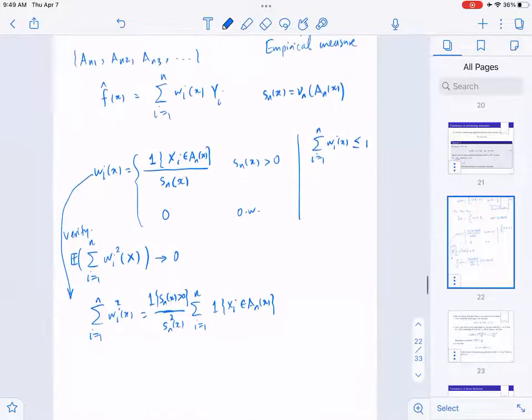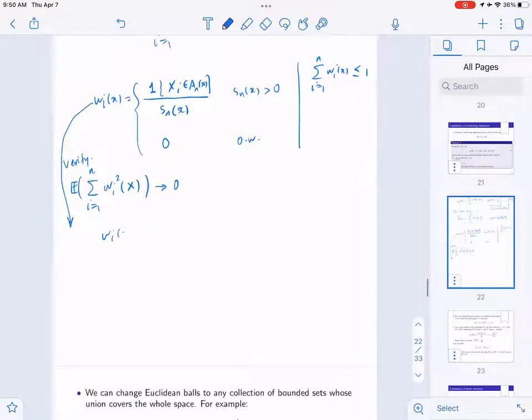So there is something else that we can do. Let me try to do this first. Let me first simplify it like this. This is going to be a little bit tricky. I'm going to write it as W_i(x) = 1[S_n(x) > 0] / S_n(x). This is a little bit cleaner. I should have done this from the start. This is saying that if this is bigger than 0, then I can just drop this.